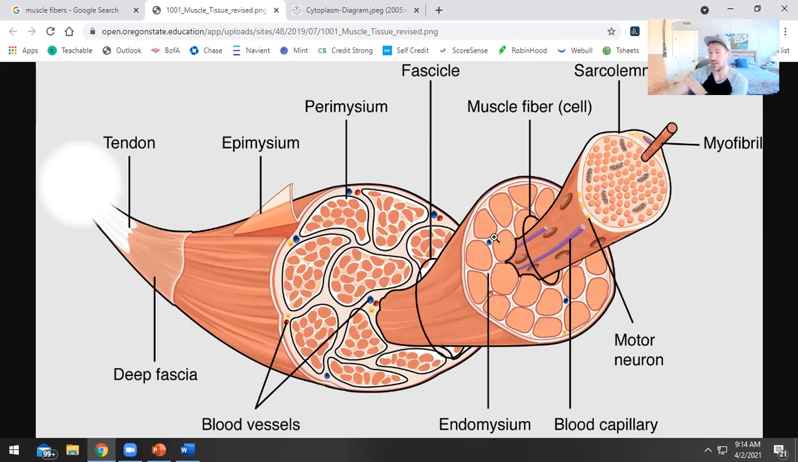And that's why we see it goes from being nice and long like this, and then it bunches up like that, and then it goes back to normal. It bunches up and goes back to normal because it's being shortened. And that shortening is pulling my skeletal system.